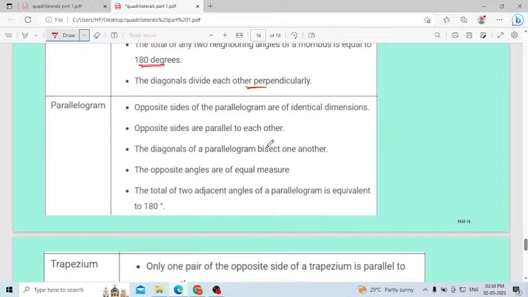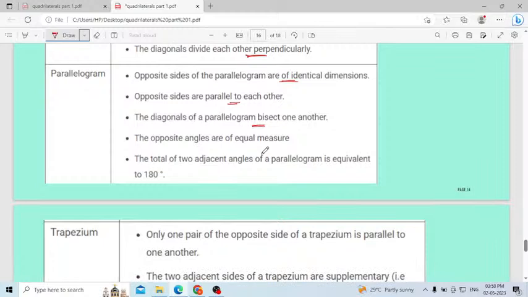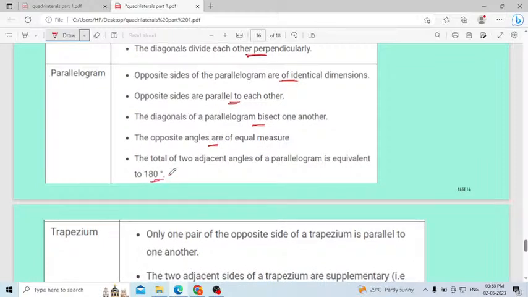Then coming to the parallelogram, already explained. Opposite sides of a parallelogram are of identical dimension, meaning the same measurement. Opposite sides are parallel and also equal in length. The diagonals of a parallelogram bisect one another. The opposite angles are equal. Then adjacent angles are 180 degrees.